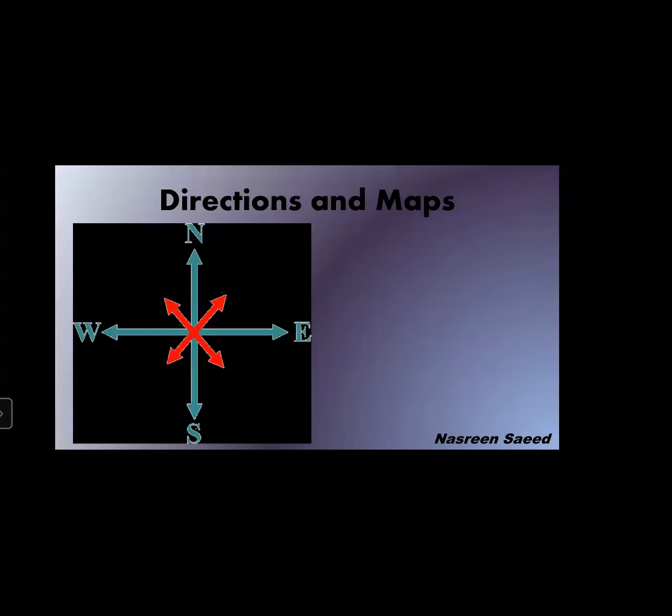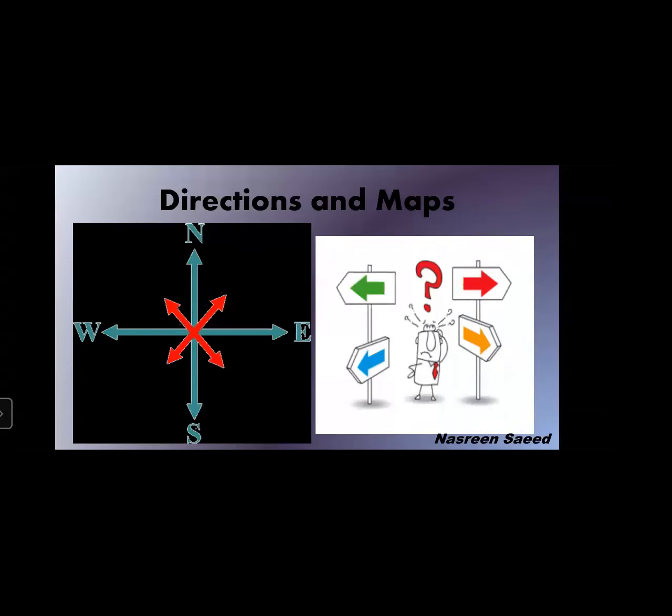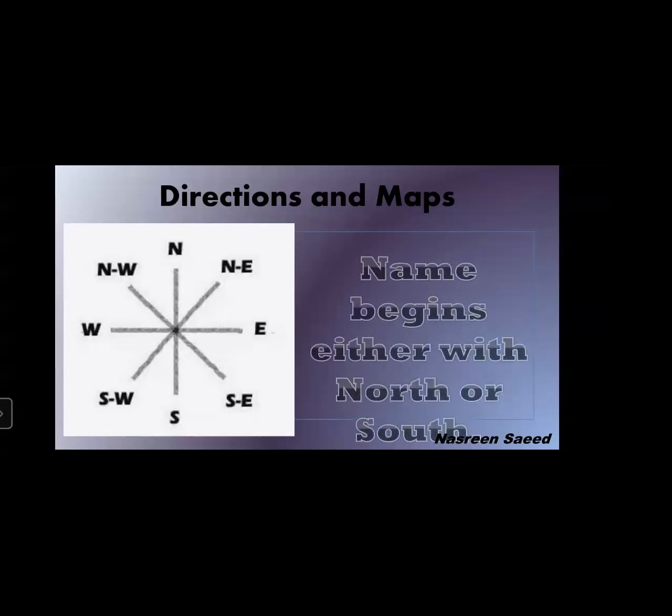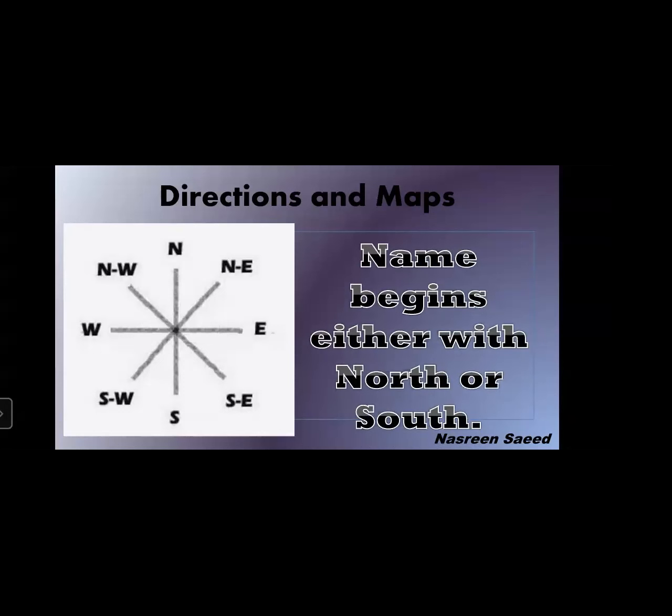Now many things lie between two main directions. To determine the directions in which they lie, we use subdirections. So the main directions here are given in green. N is north, S is south, and the subdirections are in between the main directions. They lie in between the main directions. We call them the subdirections. What do we call them? Subdirections.